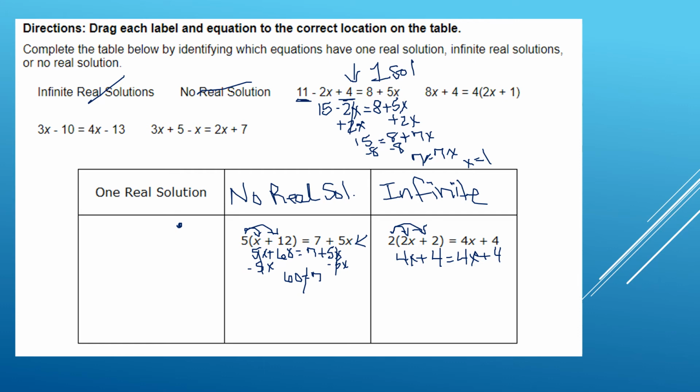So I'm going to hand out the 4. So 8x plus 4 equals 4 times 2x is 8x, and 4 times 1 is 4. This one has the exact same number on the left as it does on the right, which makes it an infinite number of solutions.